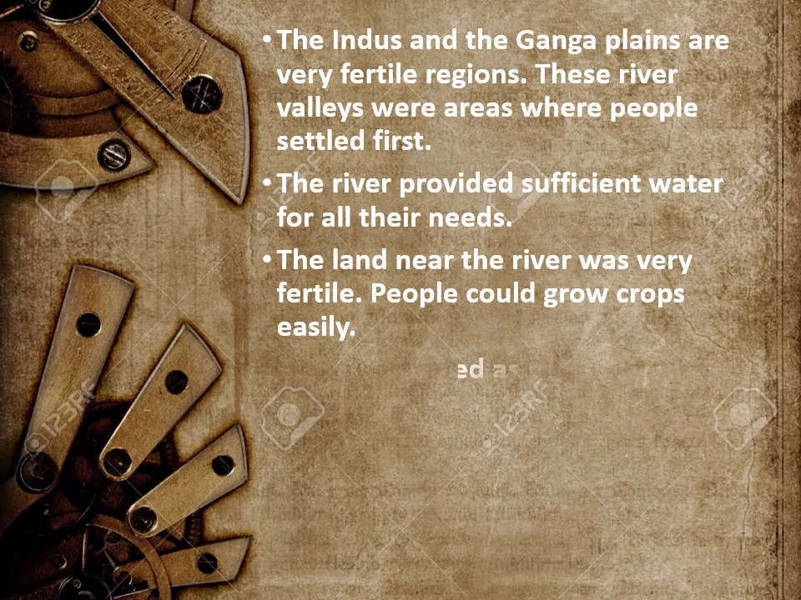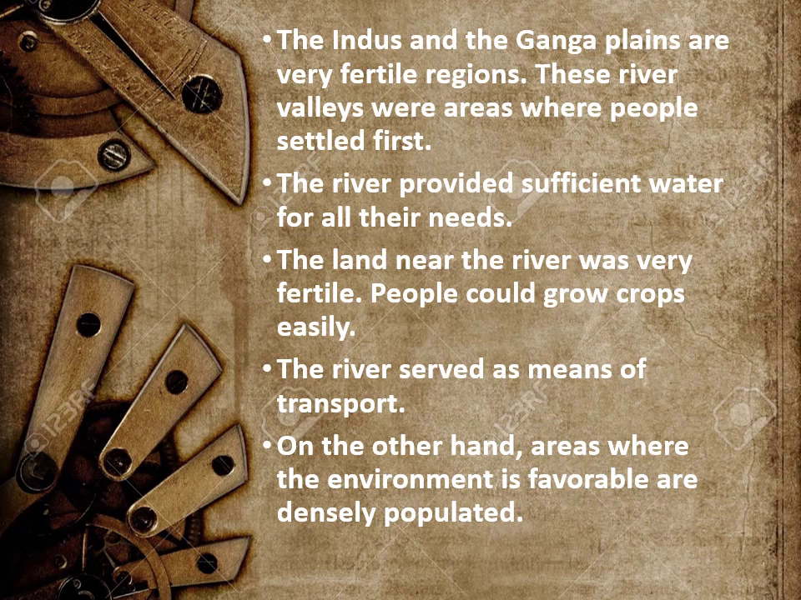People could grow crops easily. The river served as a means of transport. On the other hand, areas where the environment is favorable are densely populated.